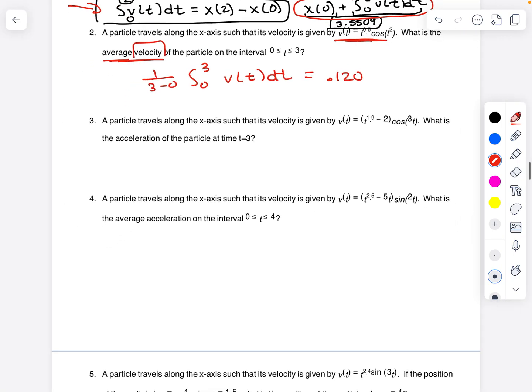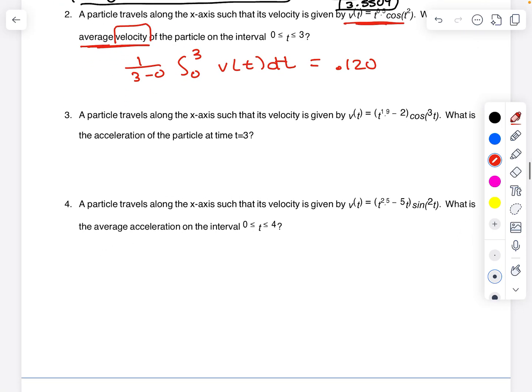Okay, the next one. Again, I'm given velocity. I want the acceleration at time equals 3. So this is just understanding, do you understand that derivative of velocity is your acceleration? So you're going to type this into y1, have the calculator come up with the derivative, and you just get this number.